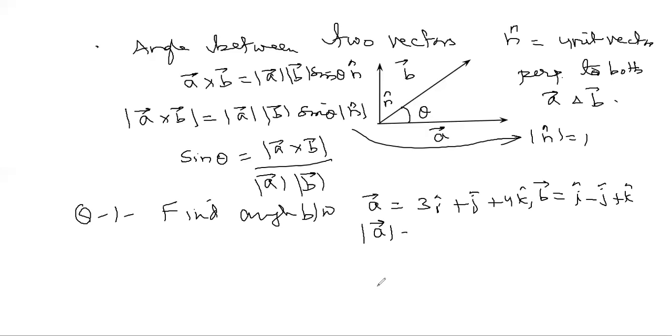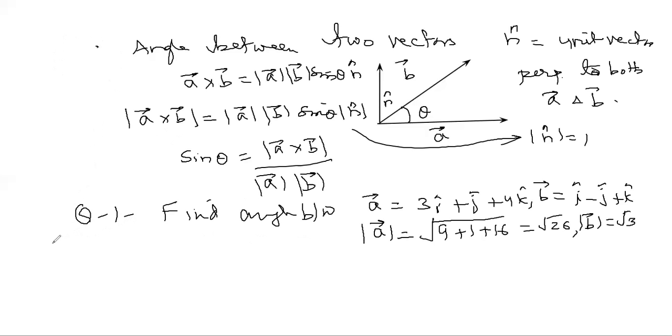Magnitude of A will be equal to under the root 3 square 9 plus 1 square plus 4 square 16. 16 and 9 is 25, plus 1, under root 26. Similarly, the magnitude of B will be equal to under root 1 square plus 1 square plus 1 square, that is under root 3. Now we have to find A cross B.